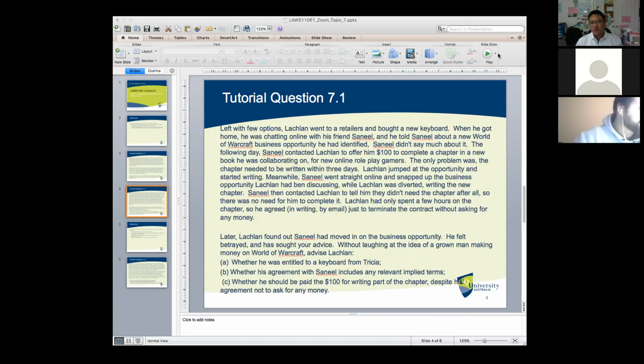So let's begin with the first question: whether he was entitled to a keyboard from Trisha. Don't answer the three questions first. So the first question is whether Lachlan was entitled to a keyboard from Trisha. The answer would be yes or no, and whatever your answer is, if you could also provide a reason why.